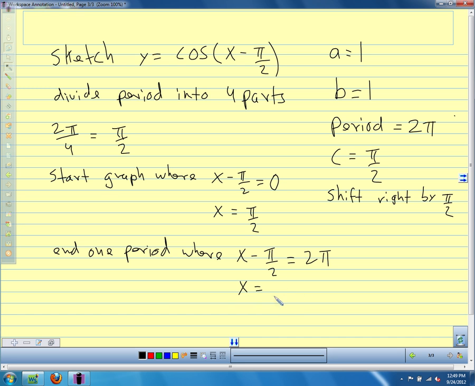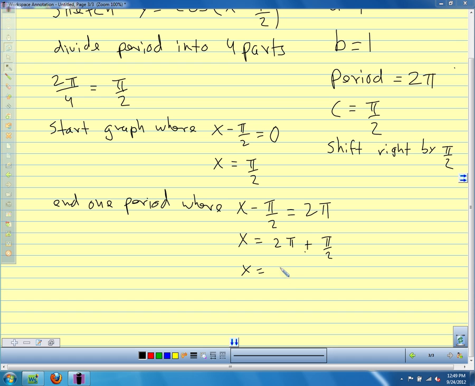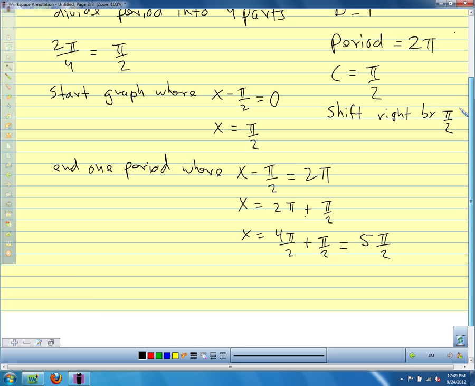So I have x equals 2 pi plus pi over 2, or x equals, I need a common denominator to add here. 2 pi is 4 pi over 2, plus pi over 2 is 5 pi over 2. So one cycle of my graph is going to go from pi over 2 to 5 pi over 2. I divided my period into 4 equal pieces, so I'm going to go by pi over 2 units. So here I'll sketch my axes for my graph. My sketch doesn't have to be beautiful and perfect. We're just sketching. So I'm starting here at pi over 2.